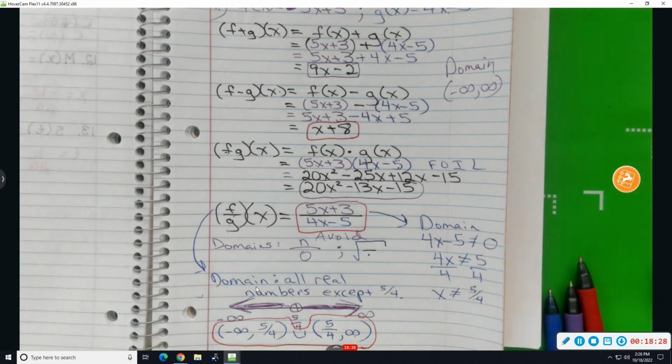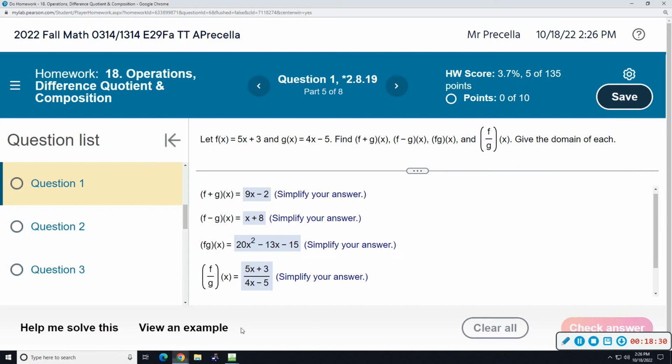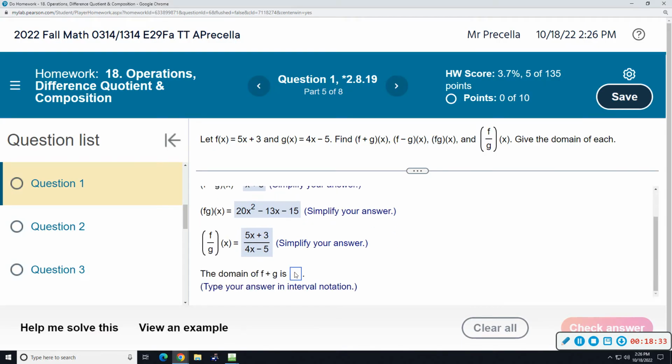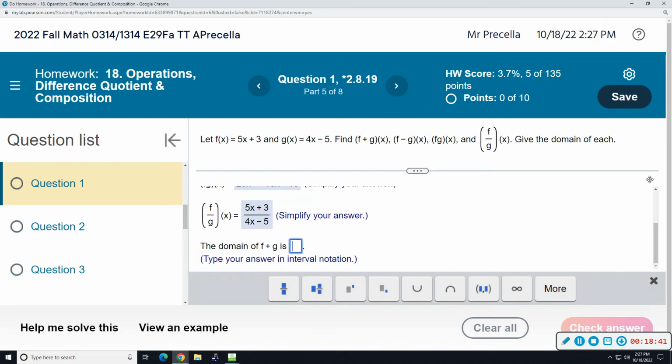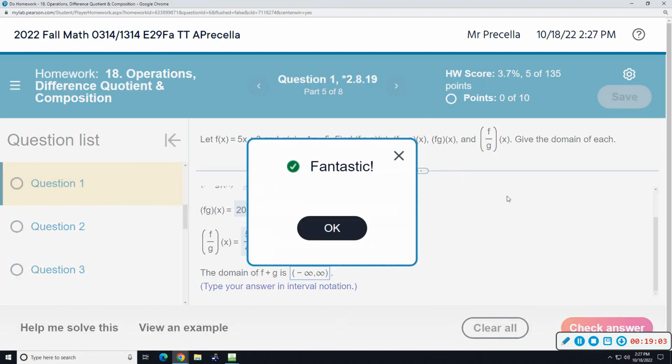Okay, we're going to have to come and type these answers in. Remember, f plus g, f minus g, and f times g, those domains are all real numbers. So parentheses, negative infinity, comma, infinity, right parentheses. Since I'm going to have to type that several times, I'm going to copy it.